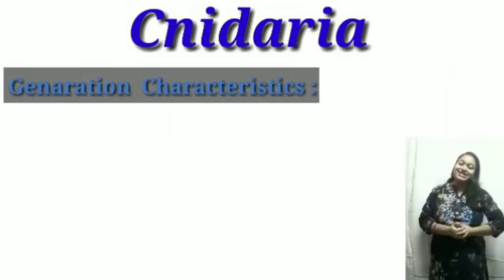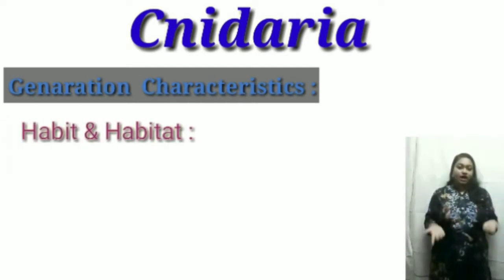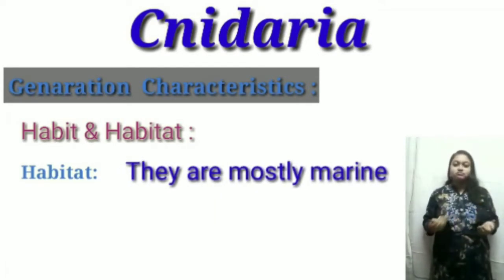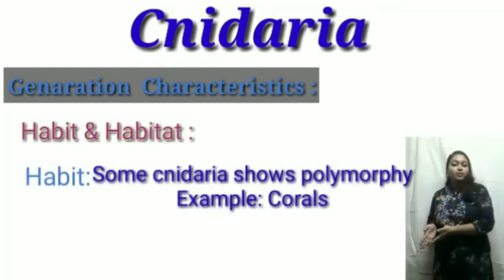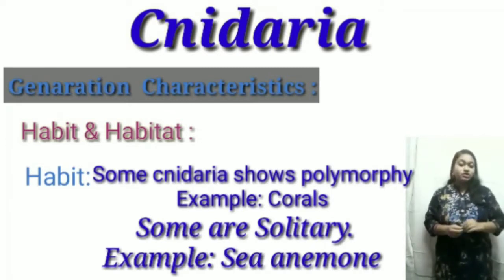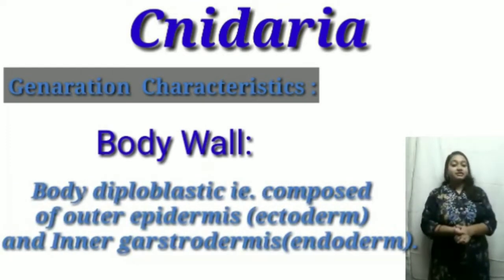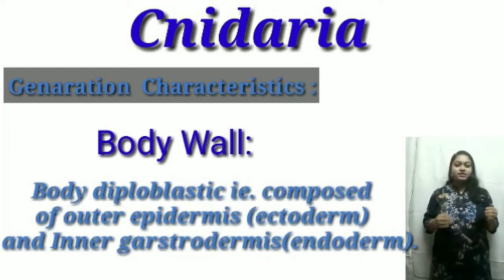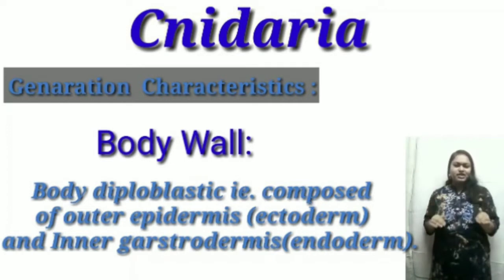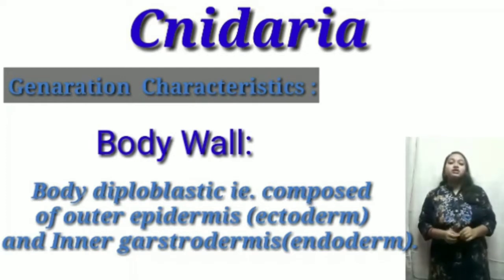But firstly, the general characteristics. The habit and habitat. As I said before, they are mostly marine. Some cnidarians show polymorphism like corals, and some are solitary, like the sea anemone. The body wall of cnidarians. Cnidarians are basically two layered. Like Porifera, they are also two layered, but with a less important part, the mesoglea, which is a jelly-like structure.